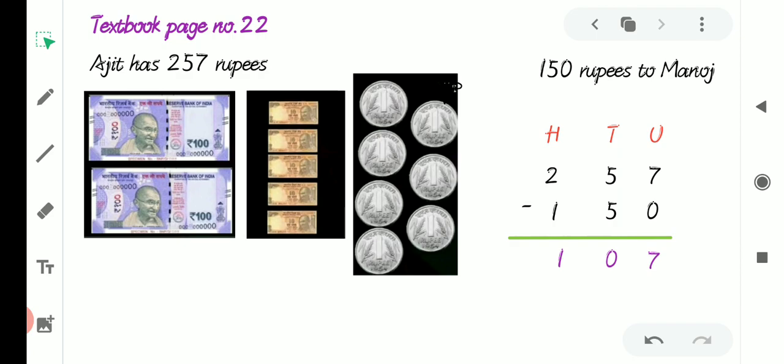Okay. So this is how we have learned today how to subtract without borrowing. How to subtract the numbers, and we have completed 2 exercises on page number 22. Further, in the next lecture... this is for today's lecture.